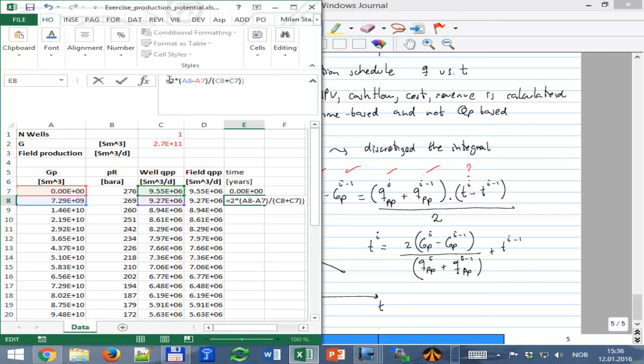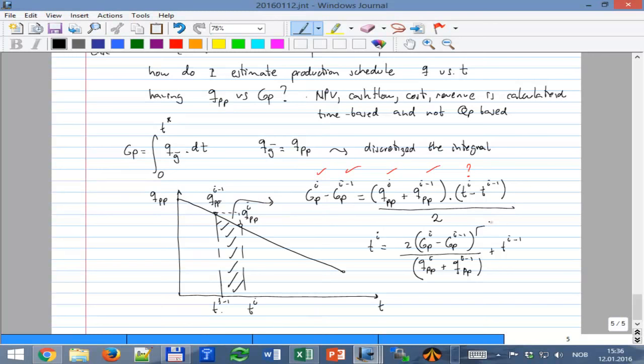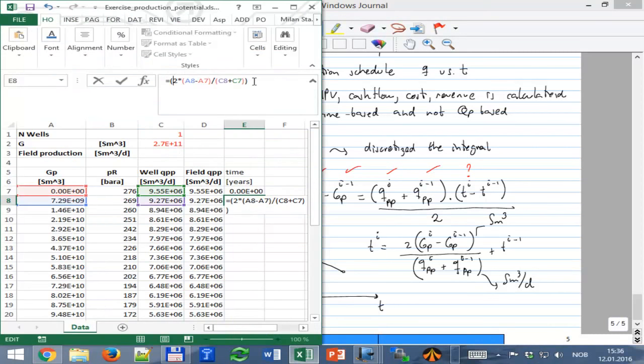Okay, but remember, first look at the units. What units is that expression going to give me? Let's make a simple analysis here on the left. This part, the upper part, is in volume, standard cubic meters, and this unit is in flow units, standard cubic meters per day. So when I divide them, that's going to give me days. So to change it to years, I have to divide by 365. So all the expression I divide by 365.